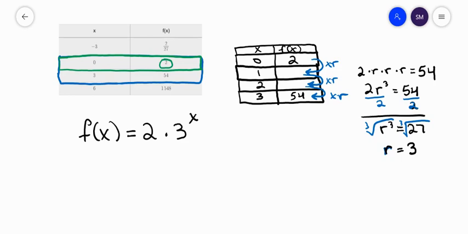You can always check your answer by plugging in an x value from the table for x and making sure that you get that value for y. So for example, I can plug in 2 times 3 to the third, and if I do that in my calculator, it should give me 54.